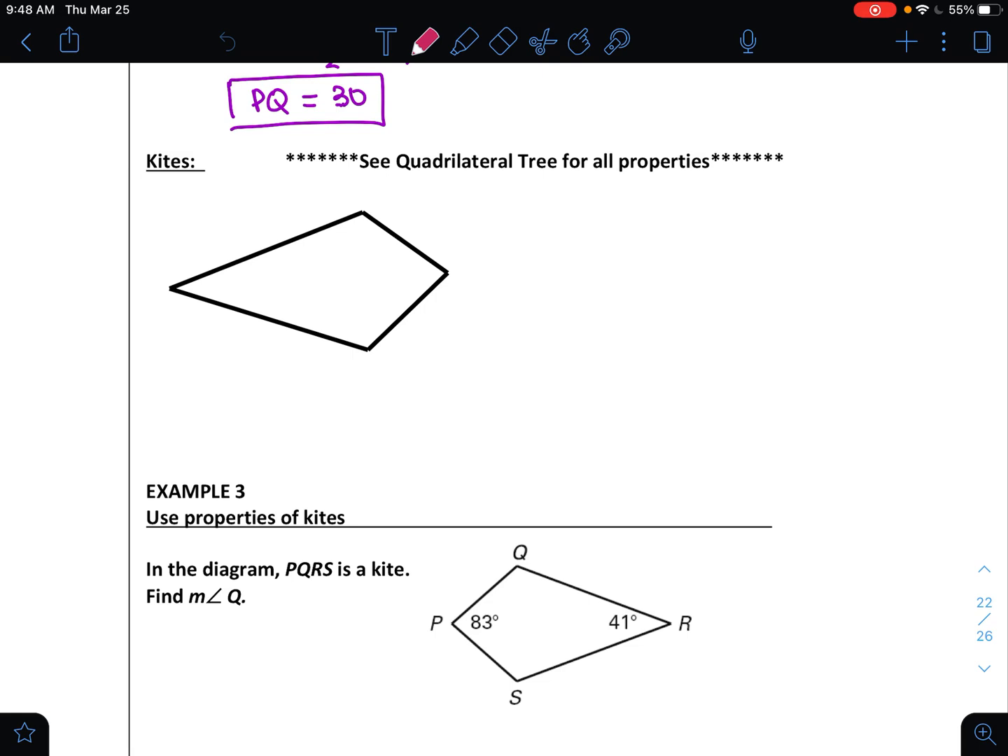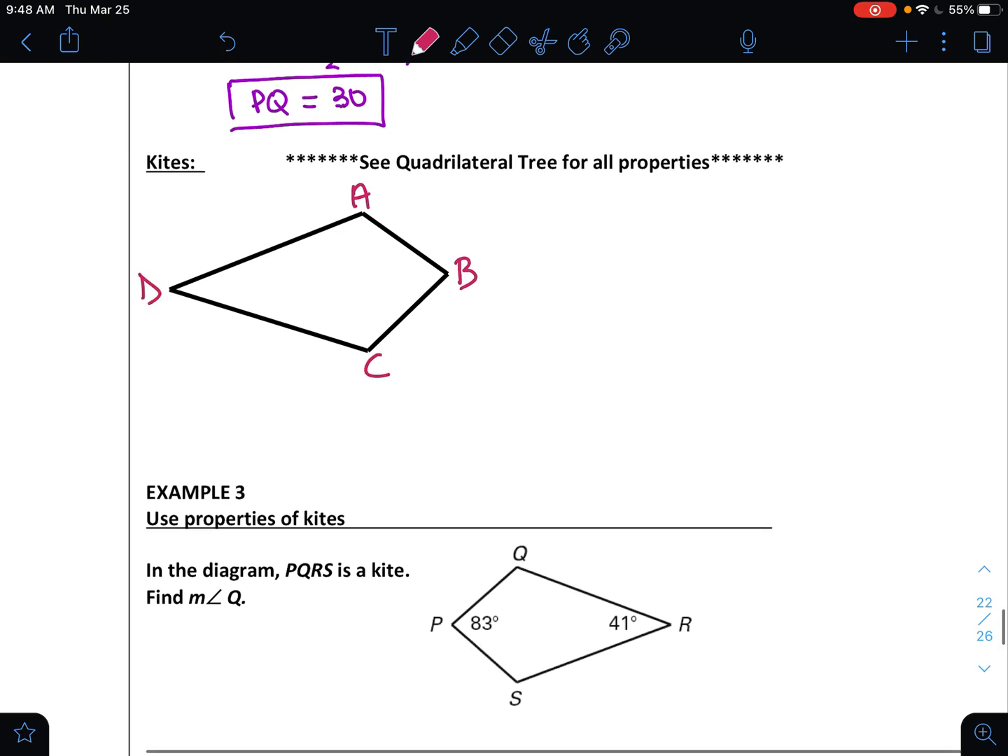All right, our next shape is a kite. So let's start in our notes packet. I want to label this shape and then switch over to the family tree, and then we'll actually use both of them. All right, so let's name this kite A, B, C, D.